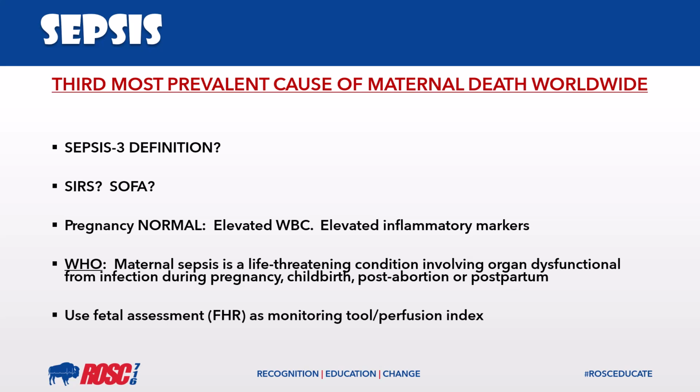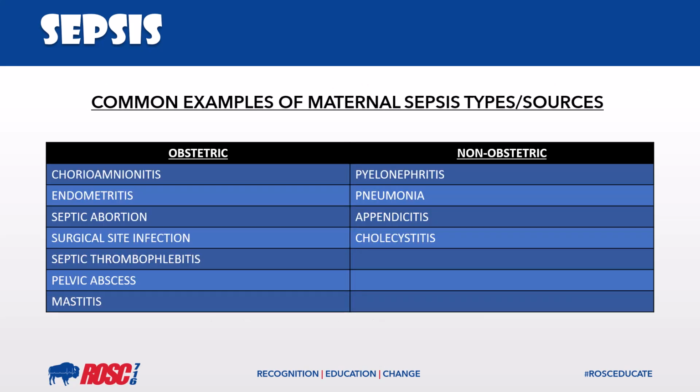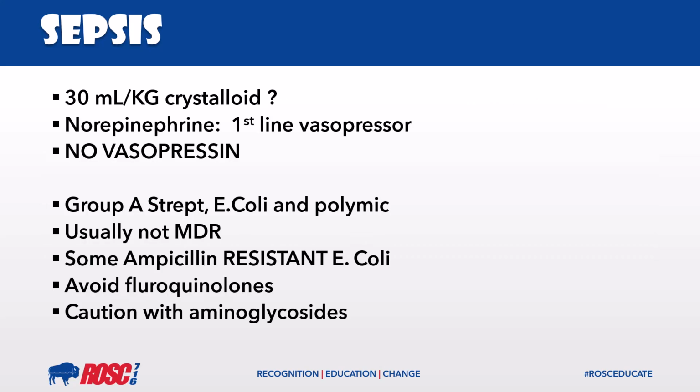The World Health Organization defines maternal sepsis as a life-threatening condition involving organ dysfunction from an infection throughout pregnancy, childbirth, post-abortion, or the postpartum period. We can see etiologies of sepsis rooting from both obstetric and non-obstetric sources. Obstetric examples would be chorio, endometritis, septic abortion, pelvic abscess, and mastitis, while non-obstetric examples include pyelonephritis, pneumonia, appendicitis, and cholecystitis. There are several discussions to be had when we're treating a pregnant woman in sepsis.